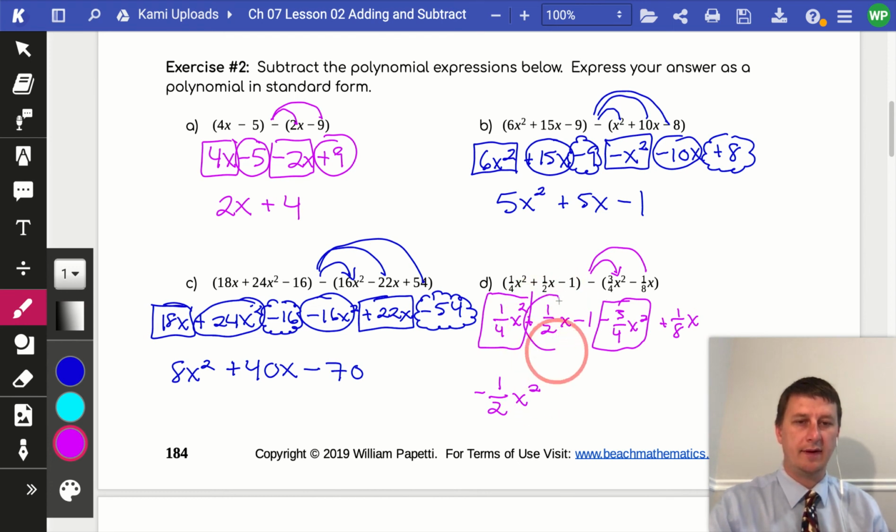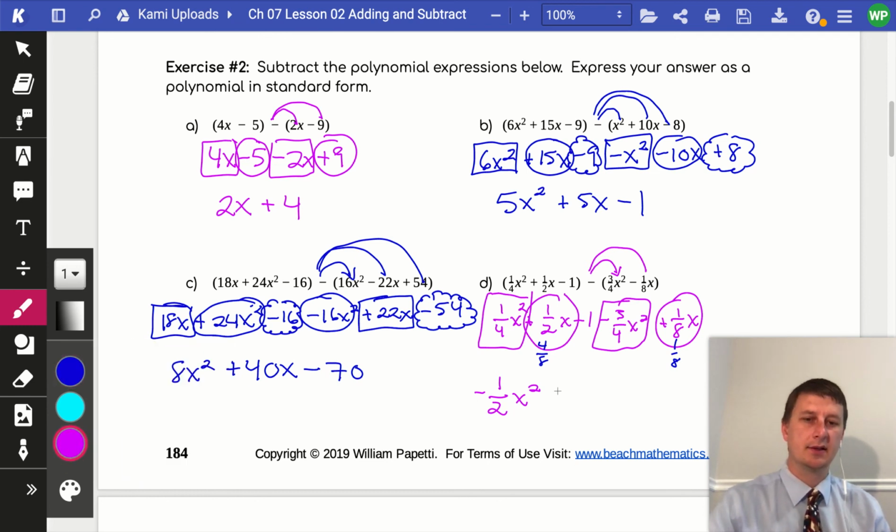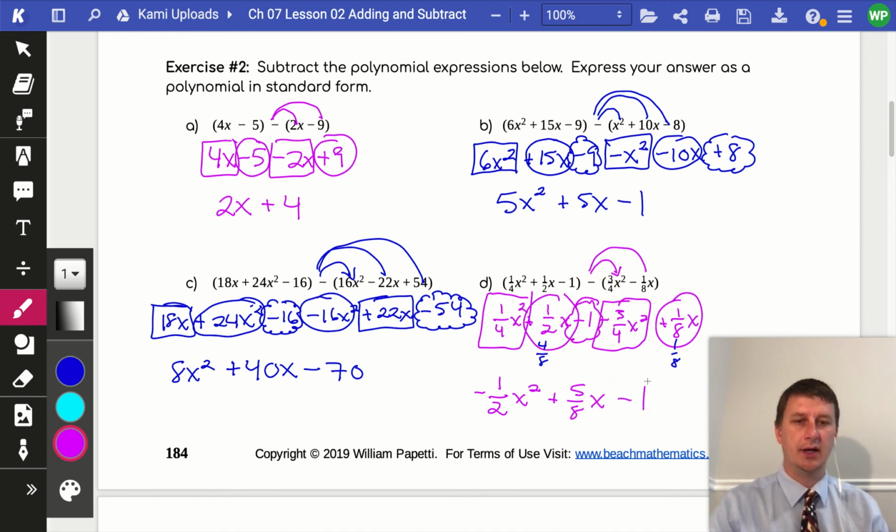Then we have a 1/2 x and a 1/8 x. Well, now we're going to have to use least common denominators. So it's going to be 8. So 1/2 is the same as 4/8, plus 1/8. So 4/8 x plus 1/8 x is going to be 5/8 x. So we're going to have plus 5/8 x. And then we have a minus 1. That's the only constant that I do see. So our final simplification here is going to be negative 1/2 x squared plus 5/8 x minus 1.